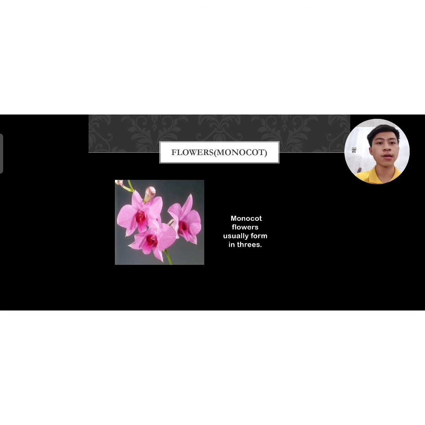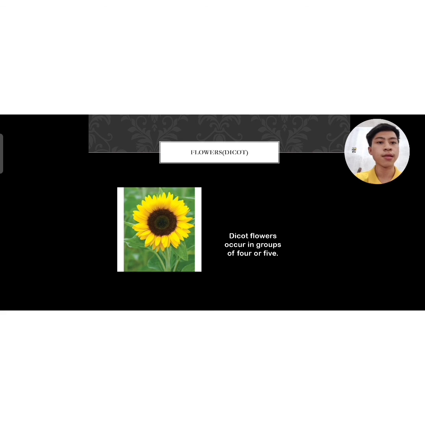And then for the last category we have flowers, and then this is the example of monocot flowers. Monocot flowers usually form in threes or multiple of threes. And then last we have the example of dicot flower. As you can see, here is the sunflower. Dicot flowers occur in groups of 4 or 5.